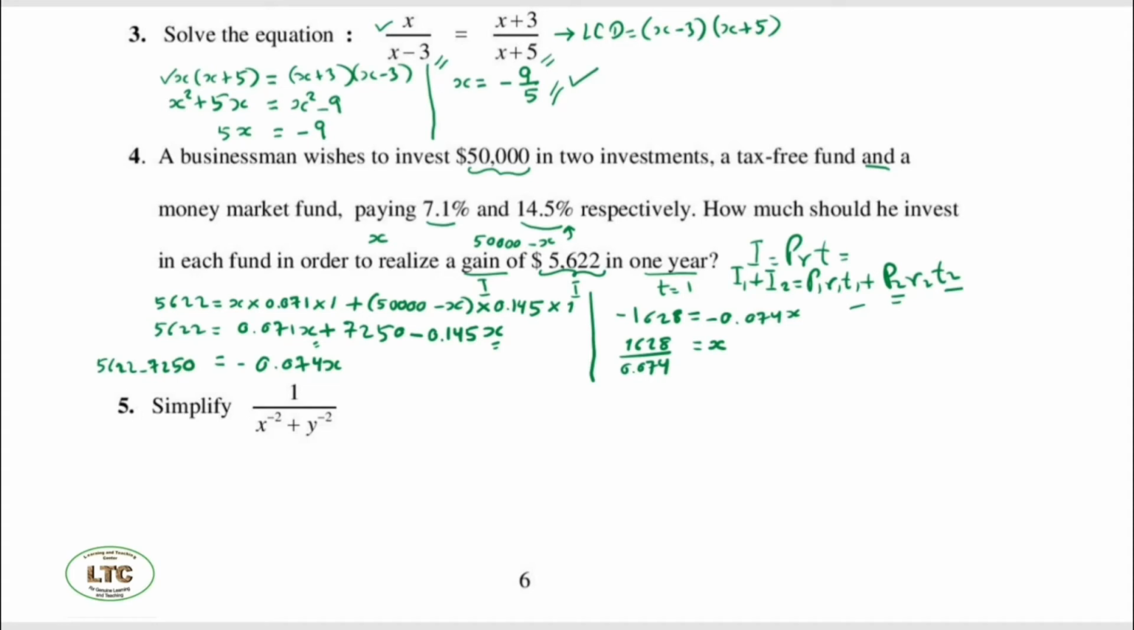1628 divided by 0.074 is 22,000. So your answer is $22,000 for 7.1%, or you can write tax-free fund. Okay, and the rest is 50,000 minus 22,000. Use calculator. $28,000 for money market fund, or you can write for 14.5%.